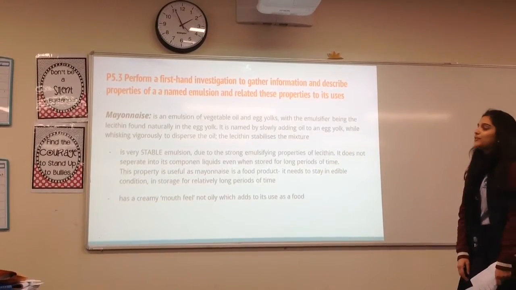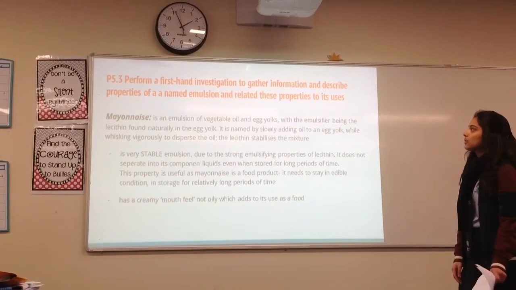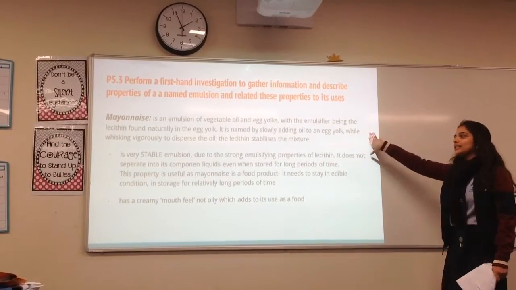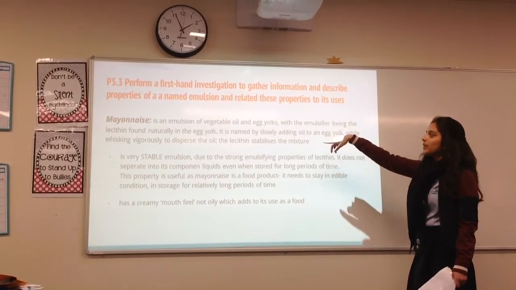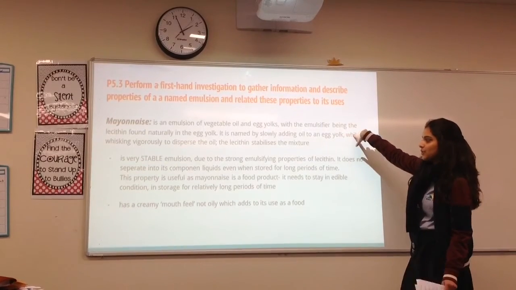Perform a first-hand investigation to describe properties of a named emulsion and relate these properties to its uses. Mayonnaise is an emulsion of a vegetable oil and egg yolks, with the emulsifier being the lecithin found naturally in the yolk.